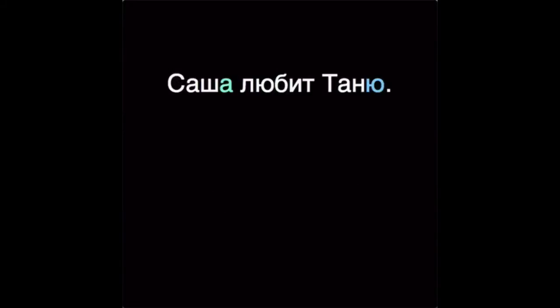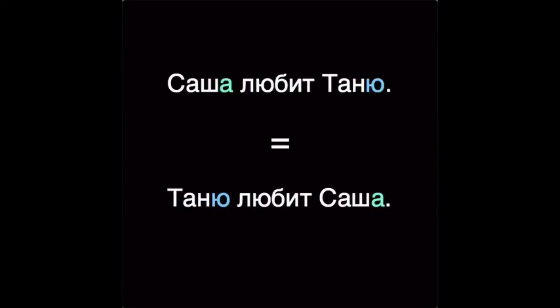Let's look at a simple one. Sasha loves Tanya. Now in English, there's only one possible word order. Putting Tanya first would change the meaning. But in Russian, we can change the word order without changing the essential meaning. Саша любит Таню. Таню любит Саша.